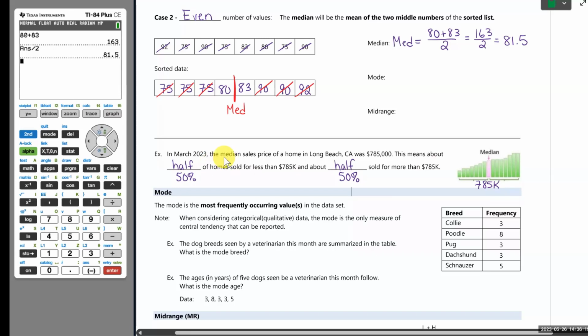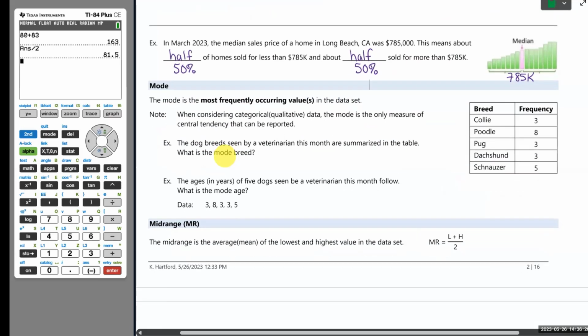Okay, next measure of central tendency that we'll take a look at is called the mode. The mode is the most frequently occurring value in the data set. I'm going to first take a look at an example that is categorical data, because in this case, the mode is the only measure of central tendency that you could report. Here's my example. The dog breeds seen by a veterinarian this month are summarized in the table, and they ask, what is the mode breed?